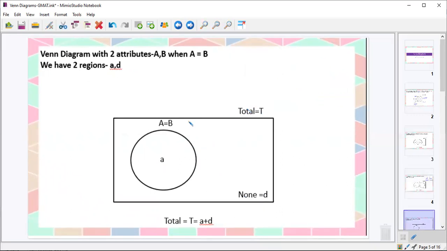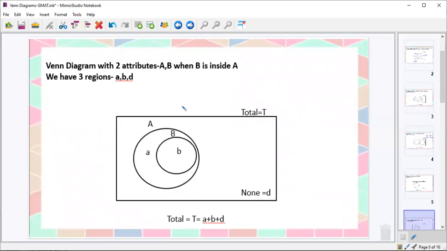Another variety of Venn diagram in 2 parameters can be when A is equal to B. So let's say that all the people who can write can also read, and vice versa. So people who can write is equal to people who can read, and people who can read is equal to people who can write. So you can represent both groups with the help of a single circle, and we can say A is equal to B. So we have only 2 regions over here, A and D.